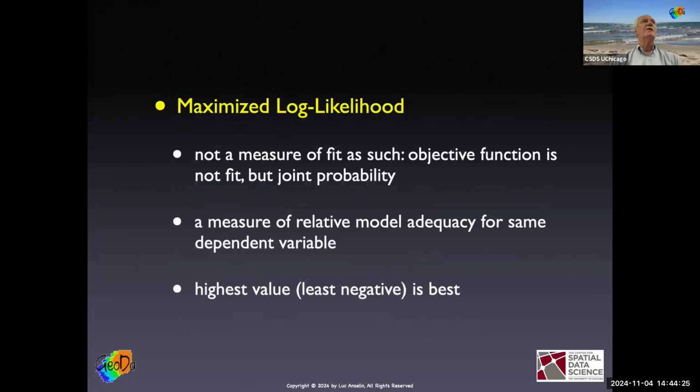We can also use the maximized log likelihood. As I mentioned before, that's not a measure of fit, even though it looks like a measure of fit. It's just a probability, a joint probability. And as long as we have the same dependent variable, because it's the same joint distribution, these are comparable. Largest value is the best, because in this case, the least negative will be the largest.